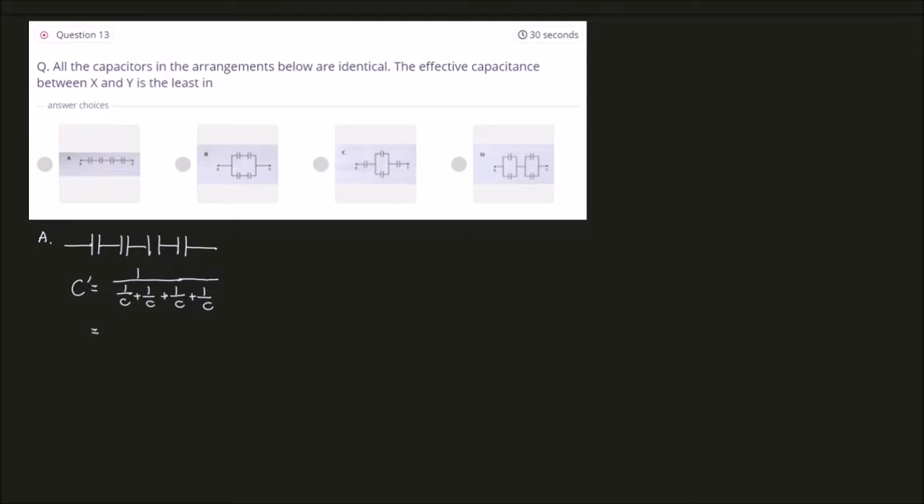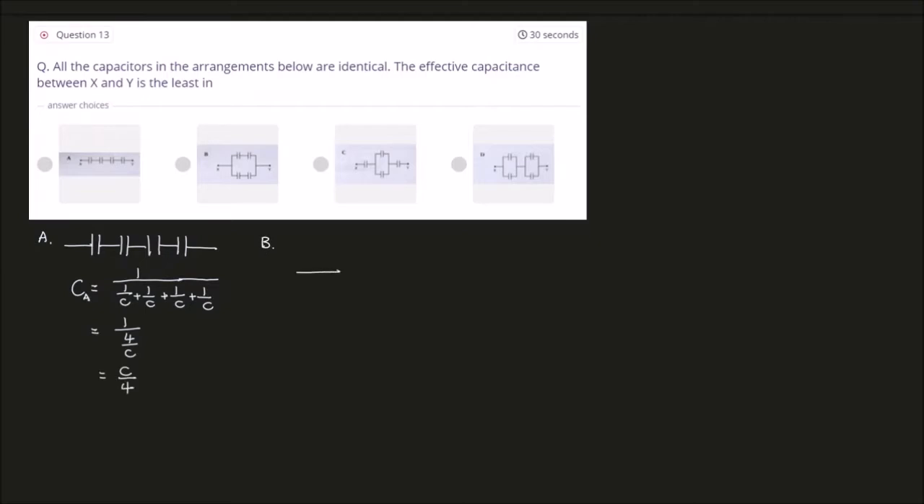Let's not call the equivalent capacitance C prime. How about we call it CA, the capacitance for the combination in option A. So now this will be 1 over 4 over C, and that will be C over 4. So that's for option A.